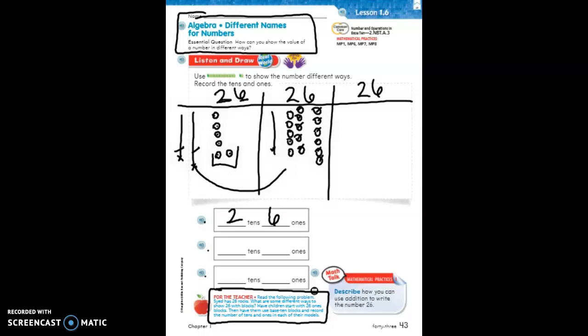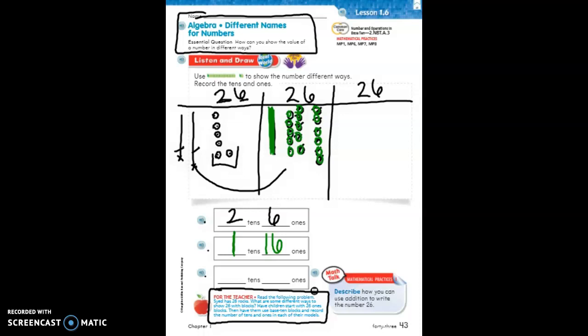Now we have 1 ten here. And let's count our ones. 1, 2, 3, 4, 5, 6, 7, 8, 9, 10. So that one we broke up. And then the other 6, 11, 12, 13, 14, 15, 16. 1 ten and 16 ones. Still makes the number 26. Now, what's another way I could show 26?